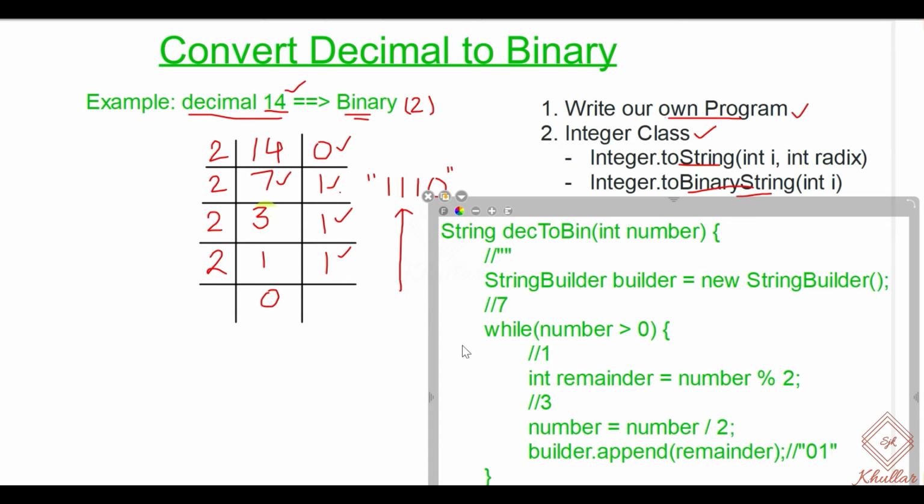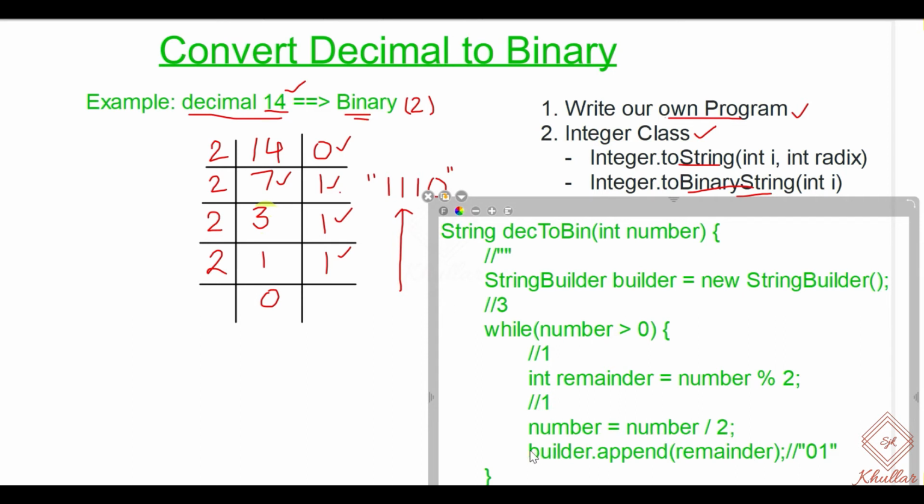Next time we go to the while loop, the number is 3, as it was already updated. Now 3 modulo 2, the remainder is 1, so the remainder is again 1 and we update it. Next we perform 3 by 2, so the number becomes 1. So let's update the number to 1.